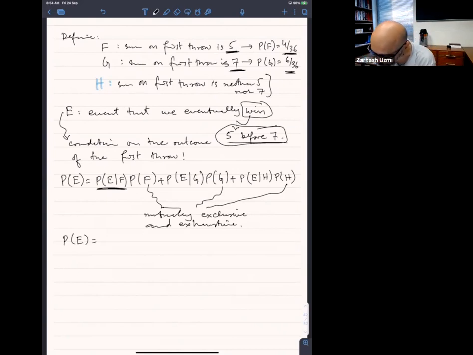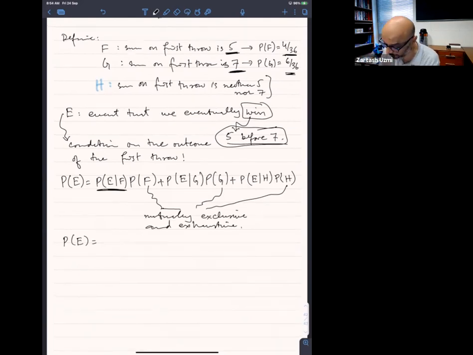So the probability of a win, given that you win on the first throw, is 1. What is probability of F? We already computed probability of F above, 4/36, plus probability of E given G. I'm going to just write probability of F for a moment and put the value in later.